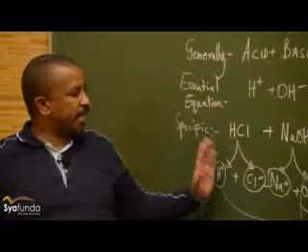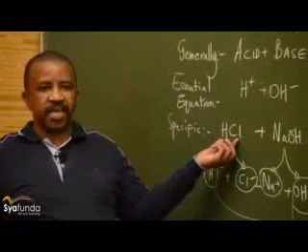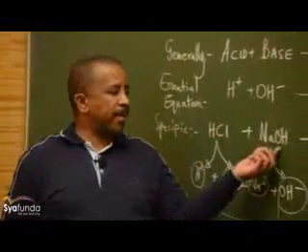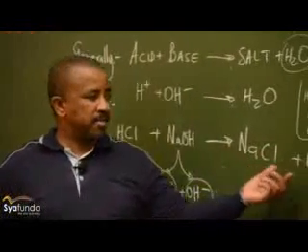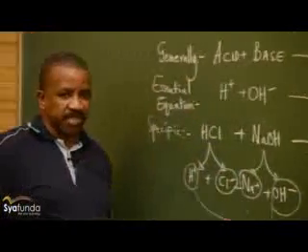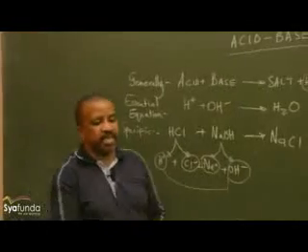Now, basically, from an acid, we have HCl reacting with a base, sodium hydroxide. Then it forms a salt, that is sodium chloride, plus water. We have been specific here. Now, let's take another example.